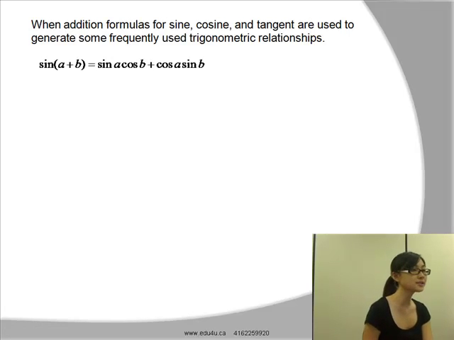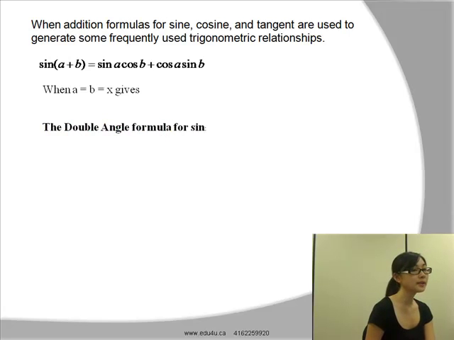Recall from last lecture, sine of A plus B equals sine A times cos B plus cos A times sine B. Let's suppose A equals B. And let's use another variable so we don't get confused. Let's say that A equals B equals x. That will give us the double angle formula for sine.